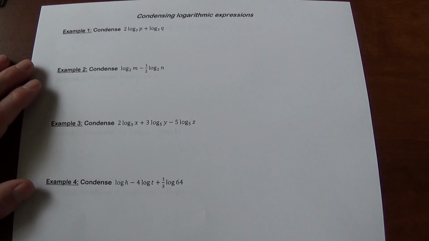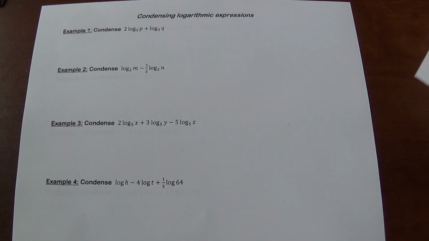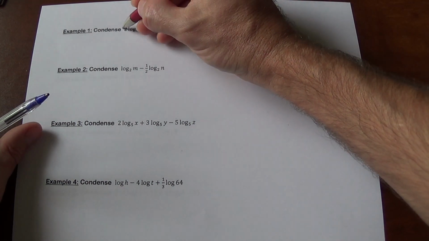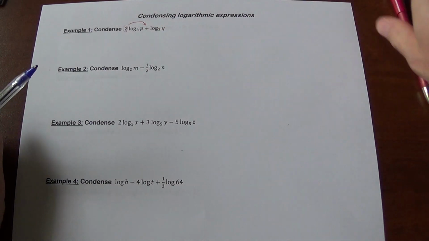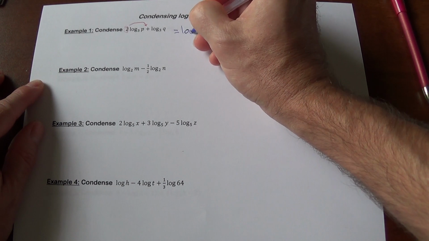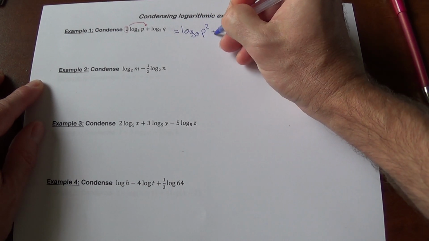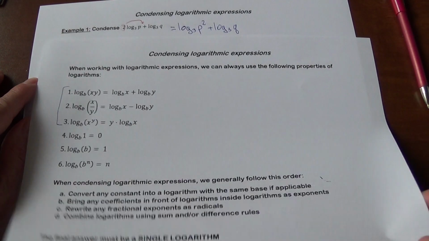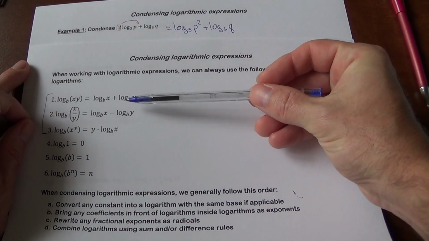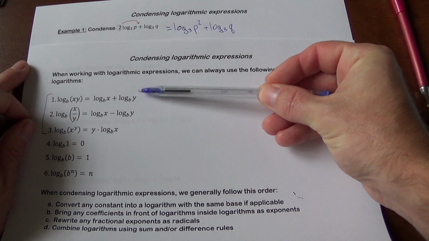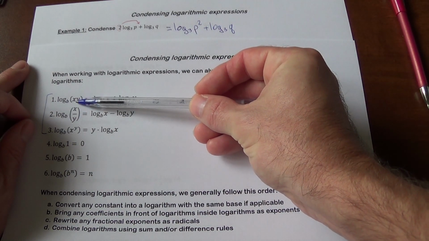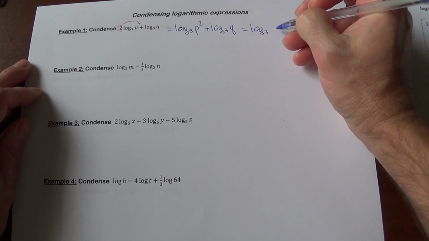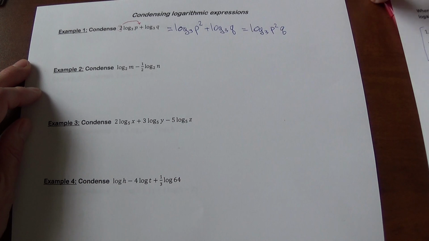First problem, we have 2 log base 3 of p plus log base 3 of q. So we have this number here. This number needs to go inside as an exponent. That would become log base 3 of p squared plus log base 3 of q. Let me show you these properties here. This property, number 1 here, will allow you to combine a sum of 2 logarithms into a logarithm of a product. Now we rewrite that as log base 3 of p squared q, and it's done.